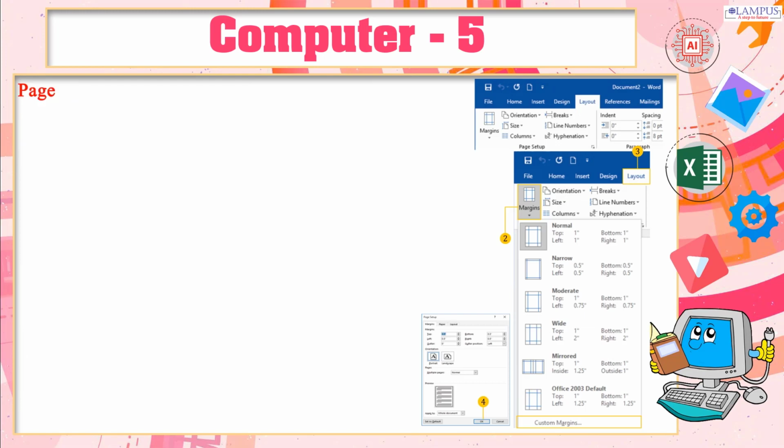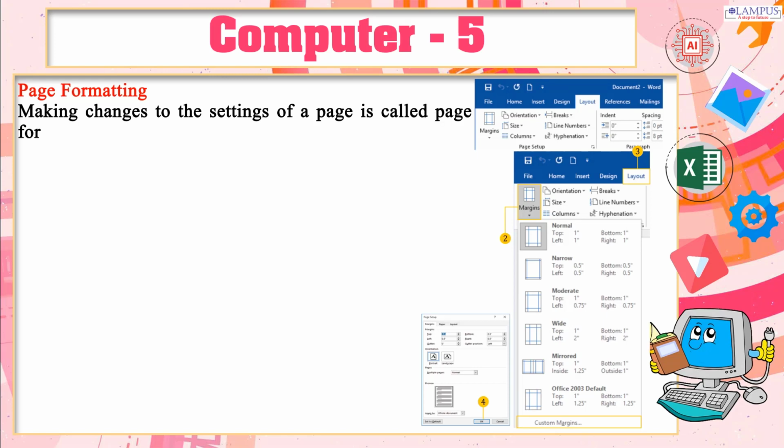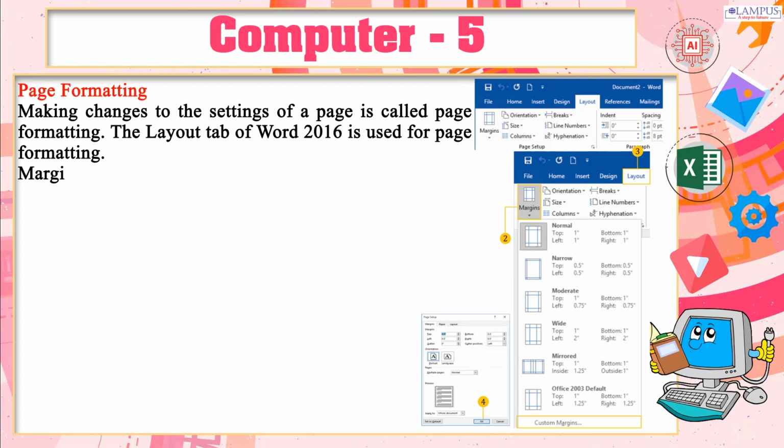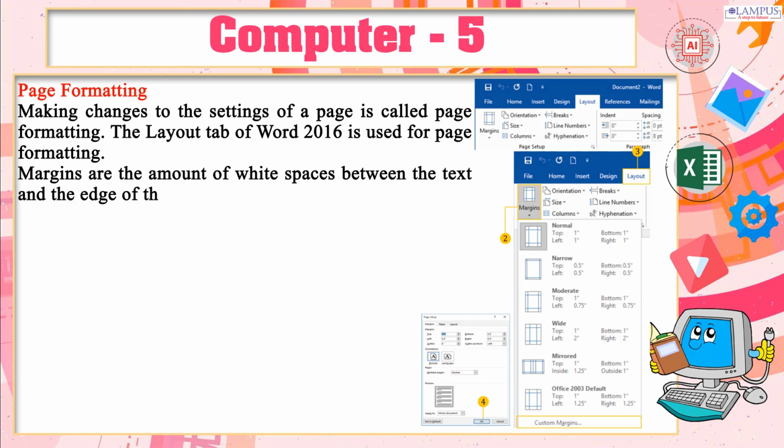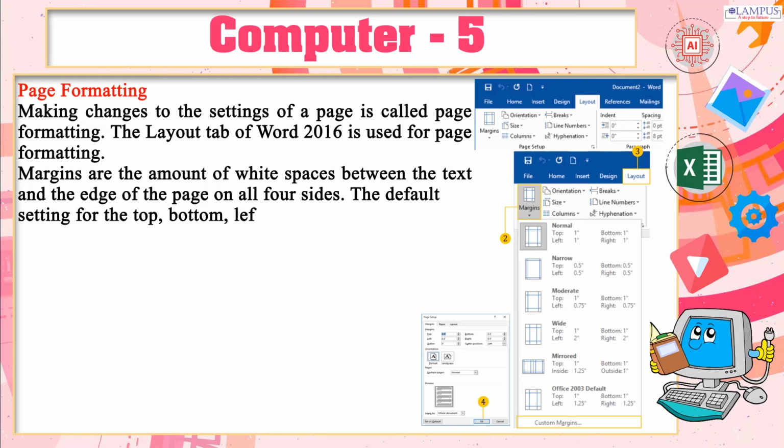Page formatting. Making changes to the settings of a page is called page formatting. The Layout tab of Word 2016 is used for page formatting. Margins are the amount of white space between the text and the edge of the page on all 4 sides. The default setting for the top, bottom, left and right margins in Word 2016 is 1 inch.